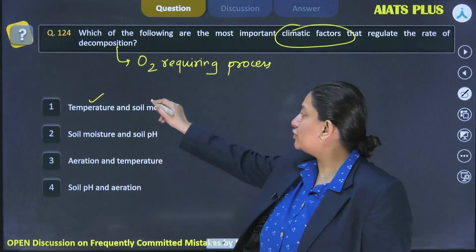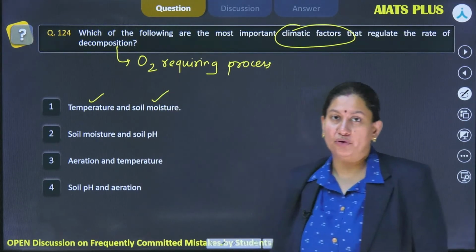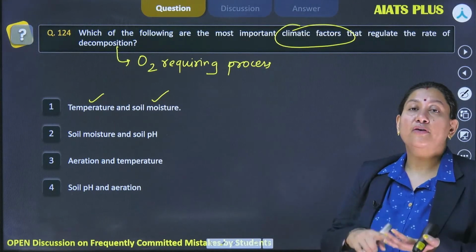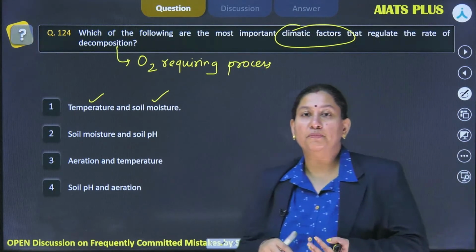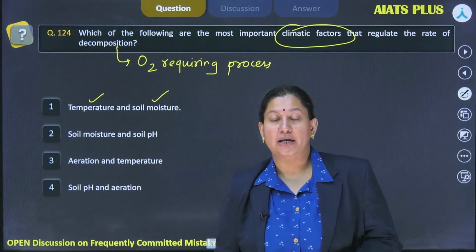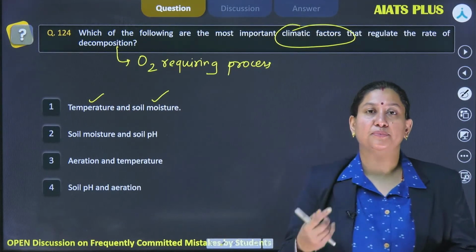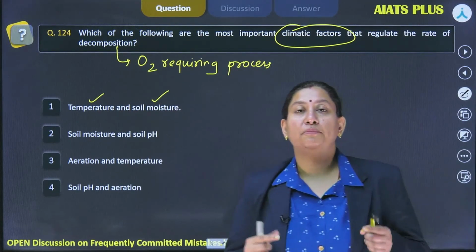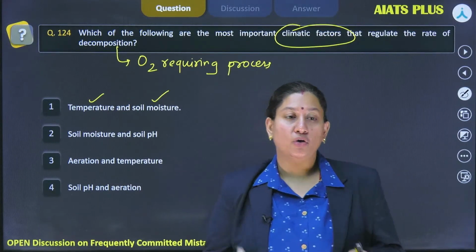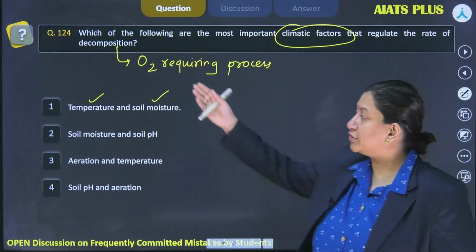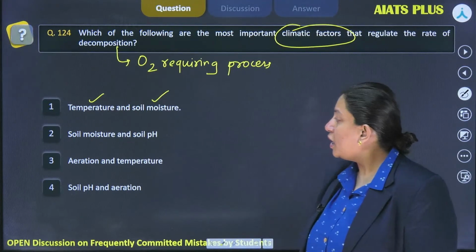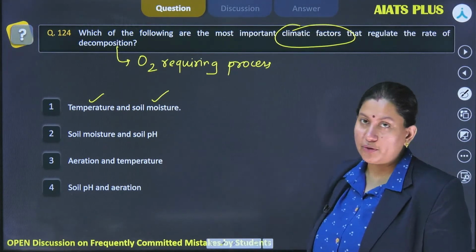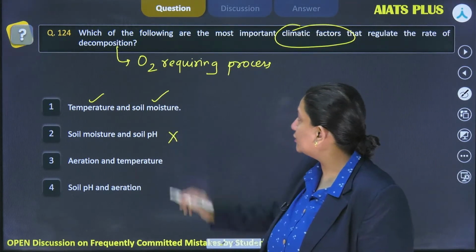Then talking about soil moisture, this is again a very important climatic factor. Now for the soil moisture, it should not be low, it should not be high also. In both the cases, it's going to impede the process of decomposition. It should be at the optimum amount in order to fasten the process of decomposition. Over here it says soil moisture and soil pH. We could rule out this particular one.